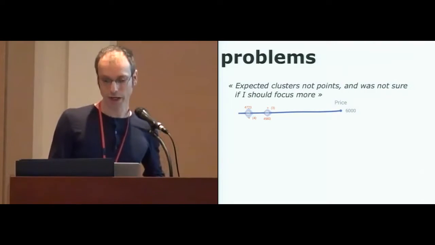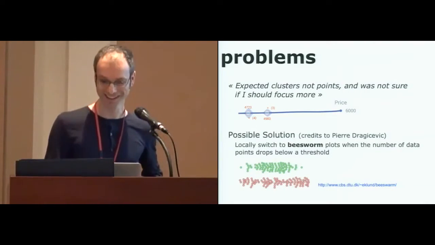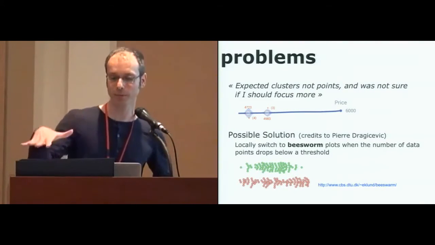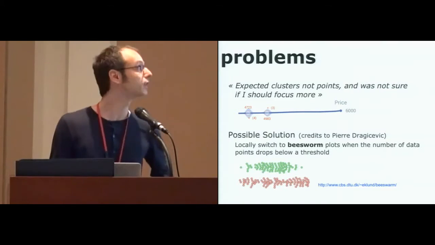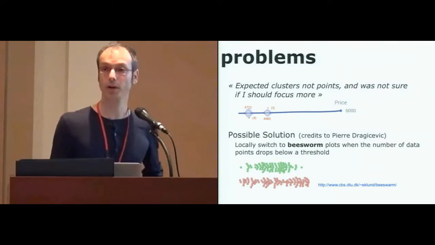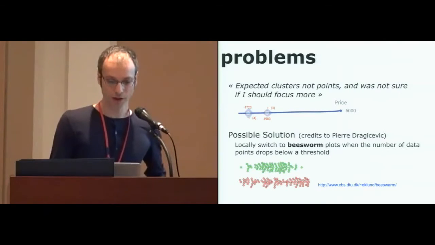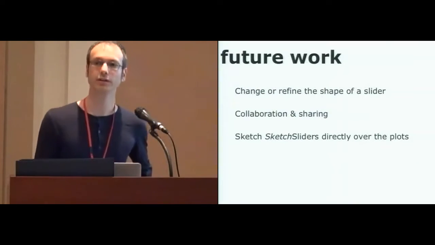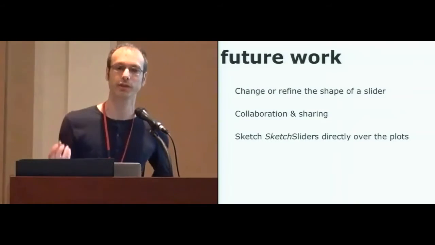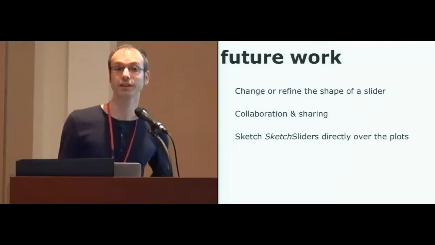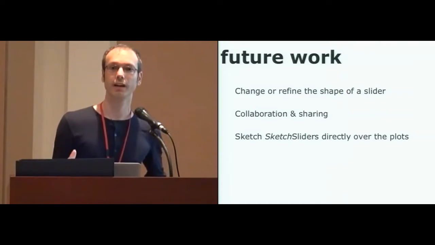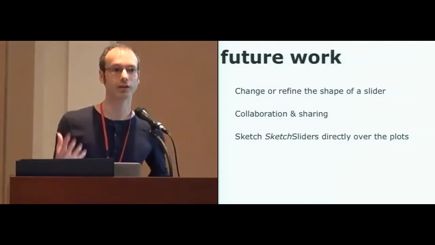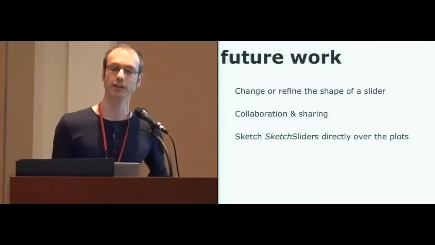So a way to address this problem, thanks to a suggestion by Pierre, is to change the visualization when the number of data points drops below a threshold. For example, one solution is to use beeswarm plots in these cases. There are other limitations, of course. For example, we don't allow users to change the shape of the slider after the slider has been drawn. Several participants said that this would be quite valuable, particularly for transformation sliders, when the transformation is not what you expect at the beginning and you want to refine it slightly.